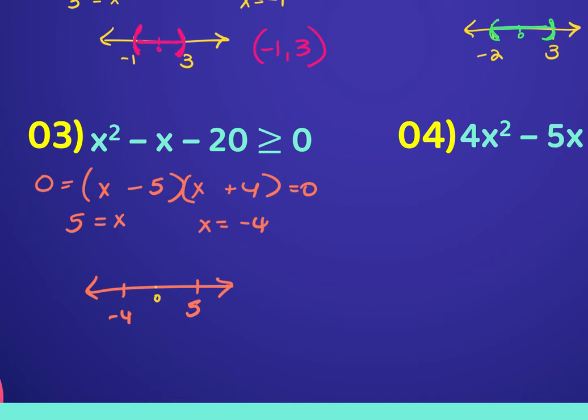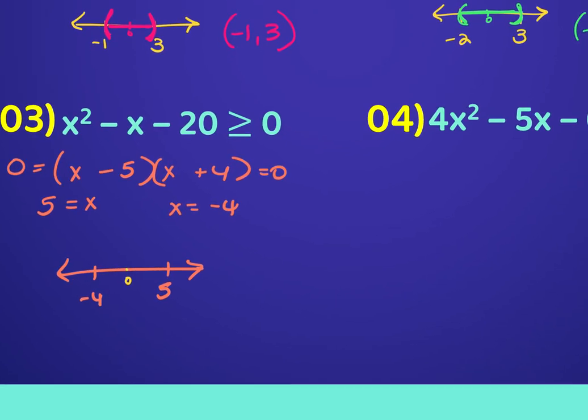0 is in between again. So I plug in the 0. 0 squared minus 0 minus 20 is greater than or equal to 0. And I get -20 is greater than or equal to 0. Is that a true statement? No. So this time I cancel out. I don't use the space in between, and I use the space on the outside. Bracket or parentheses? Bracket because of the or equal to.